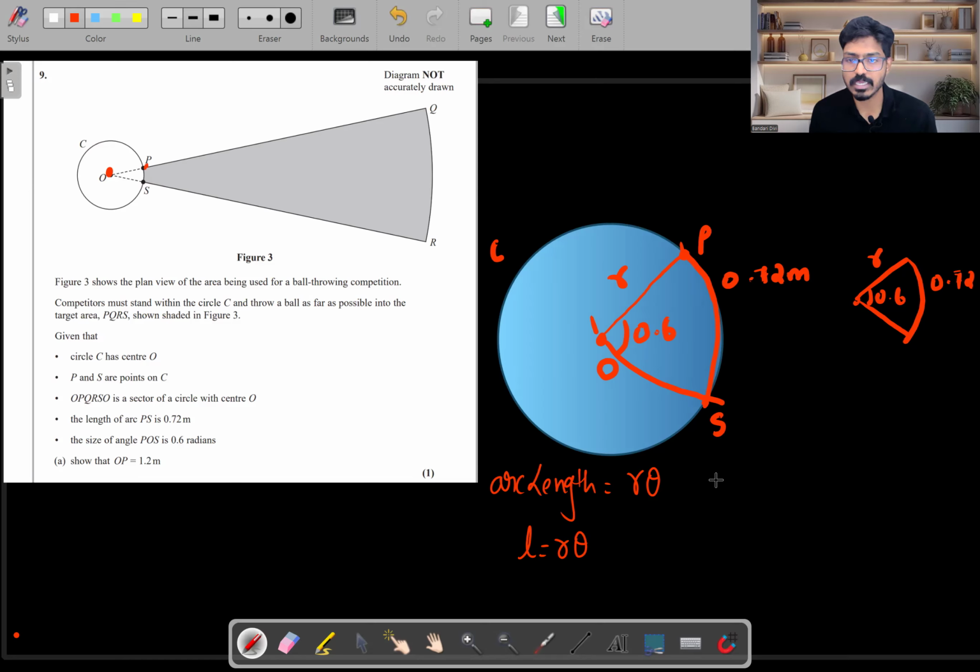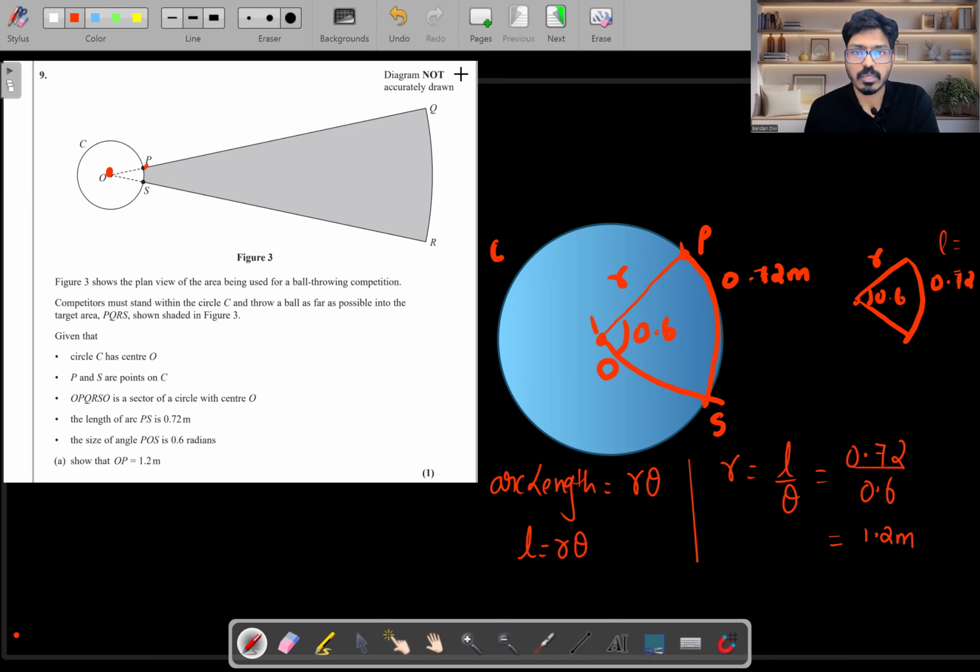So then we can say that r is equal to L over theta, right? And then we know that L is 0.72, and our theta is 0.6. So when you divide 0.72 divided by 0.6, it is going to be 1.2 meter. So this will be our answer for part A. I hope it is very clear. So now can we do part B?